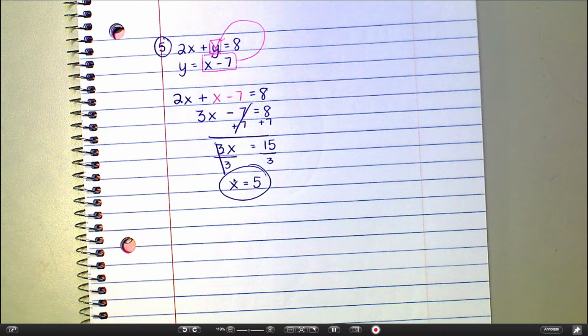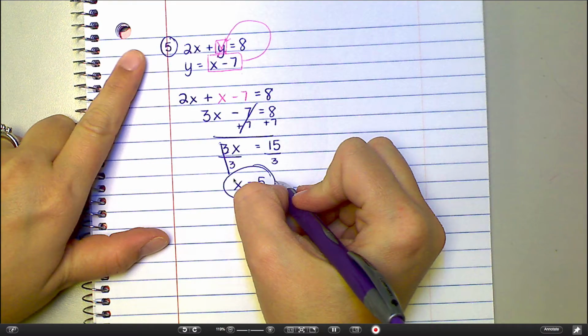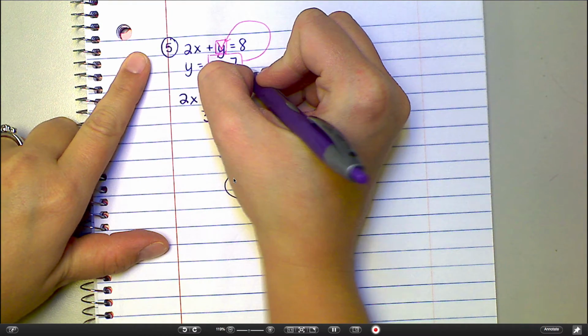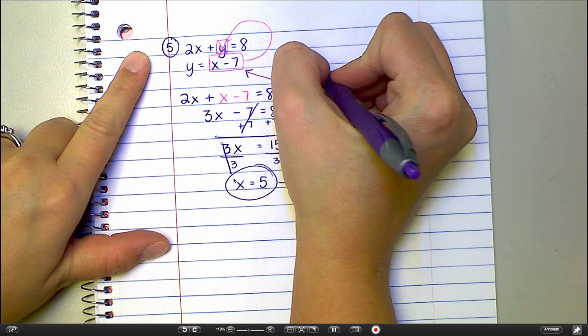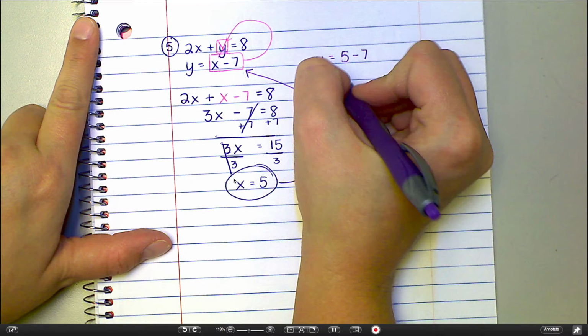Okay, now I need to go back and solve for y. And I'm going to plug this x value back in. The easiest place to plug it in is going to be somewhere that's already solved for y, so that my answer will just come out y equals something. Okay, I see that right here. Y equals x minus 7. So I'm going to put that right in there. And that's going to give me y equals 5 minus 7, which means y equals negative 2.